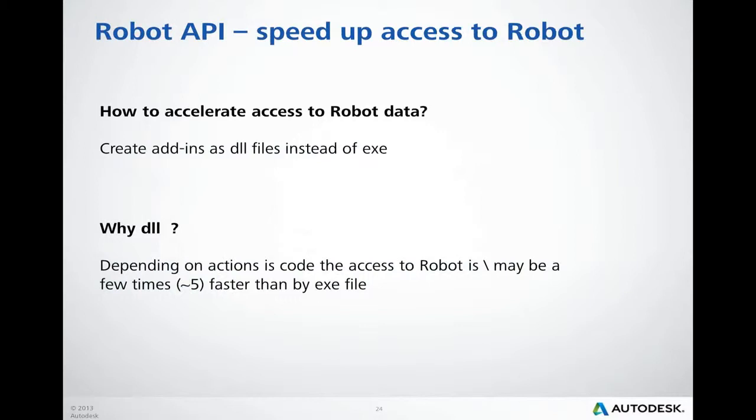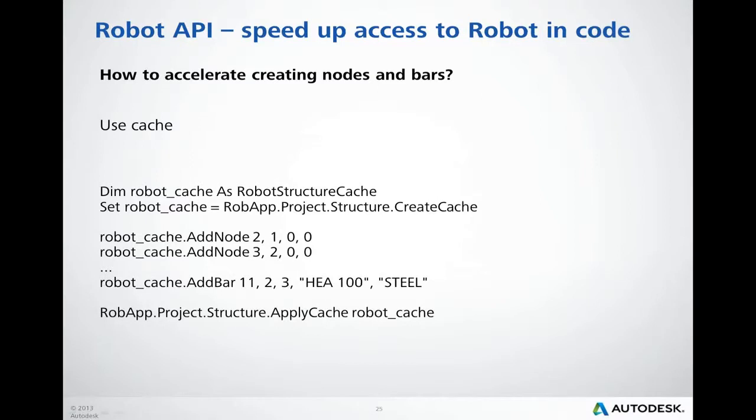How to accelerate access to Robot data? Create add-ins as DLL files instead of exe files. Access to Robot this way is 5 times faster than by an ordinary exe file. For much faster creating of nodes and bars, cache can be used. After creating nodes and bars in cache by the AddNode or AddBar methods, use ApplyCache to flush this data to Robot in one fast step.